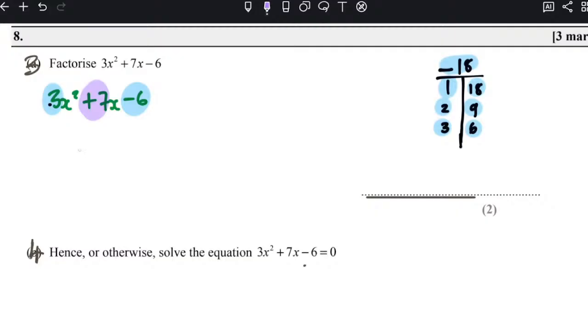If this is positive, it means the bigger ones are the positive ones. And because they have different signs, the smaller ones will be negative. Then you see which one will give you 7. 18 minus 1, no. 9 minus 2, yes. This, no. So it's minus 2 and 9. So we now rewrite it.